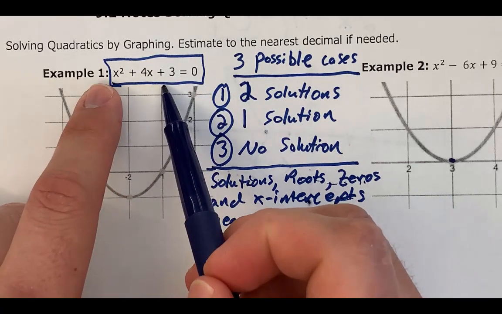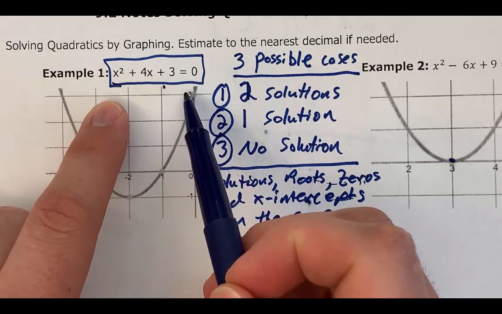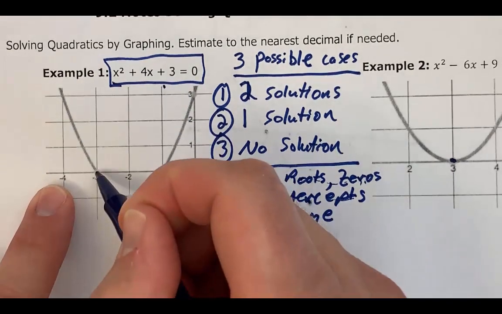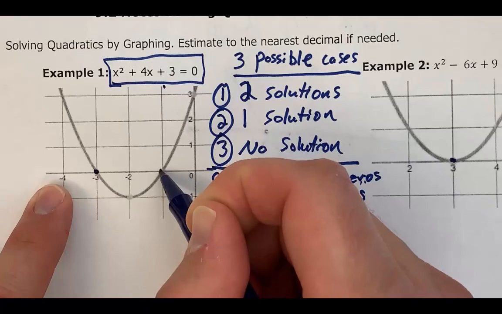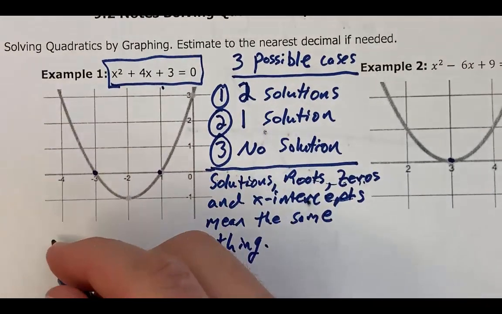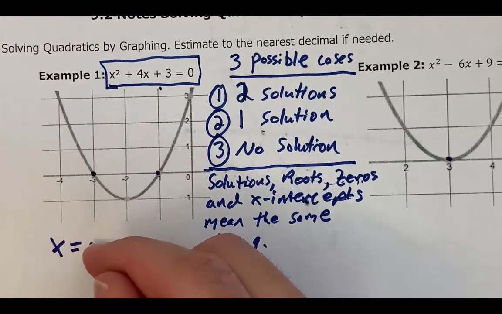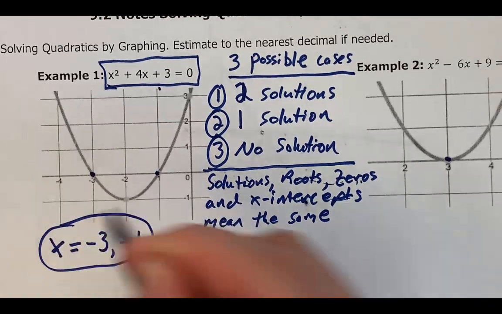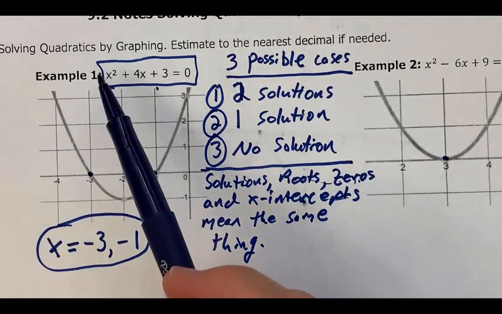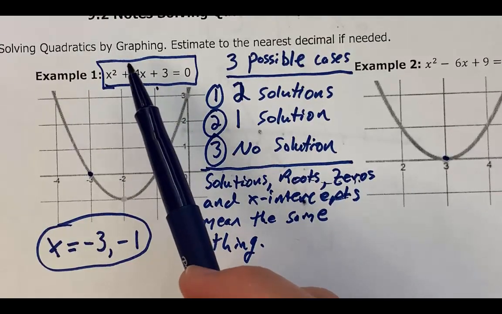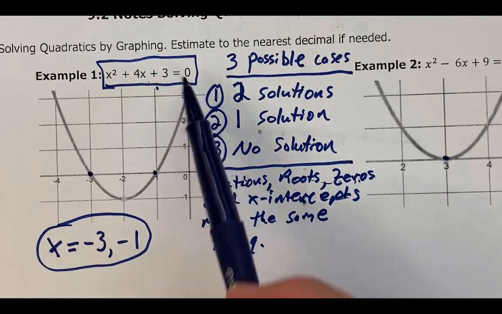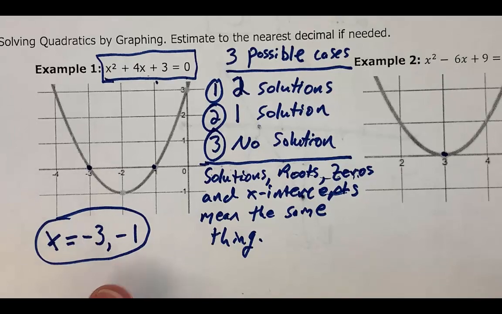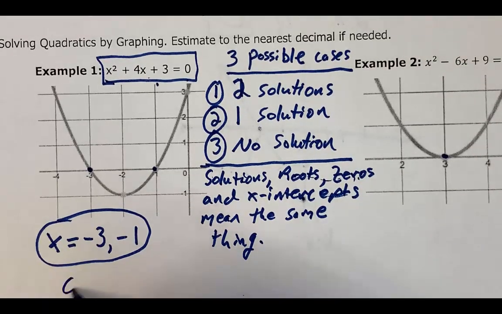So I graph the left, and then I find out where it crosses the x-axis. I get this graph and I see it crosses at -3 and -1. So our solutions are x equals -3 and -1. We just list those out. That's it. If you plug in -3 for x, you'll get 0 equals 0 once you simplify. Same thing with -1. This is an example of case number 1.